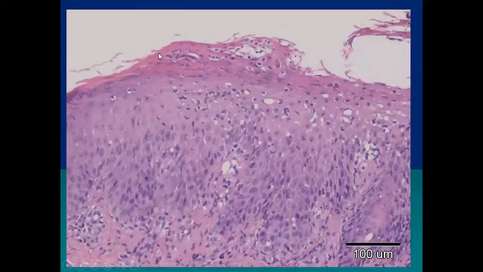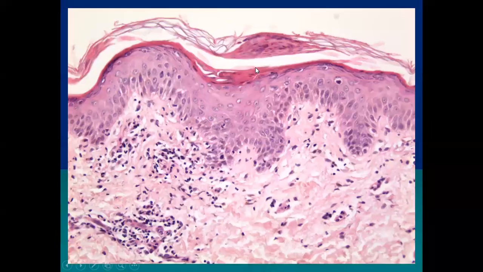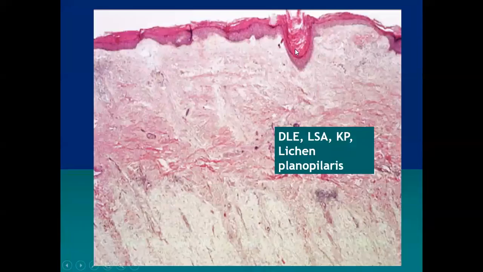This is a focal parakeratosis. You can see this focal parakeratosis in guttate psoriasis, in pityriasis rosea, and in PLC. So if you see a focal parakeratosis, these three diseases should ring the bell. Again, focal parakeratosis, all these three conditions should be remembered.